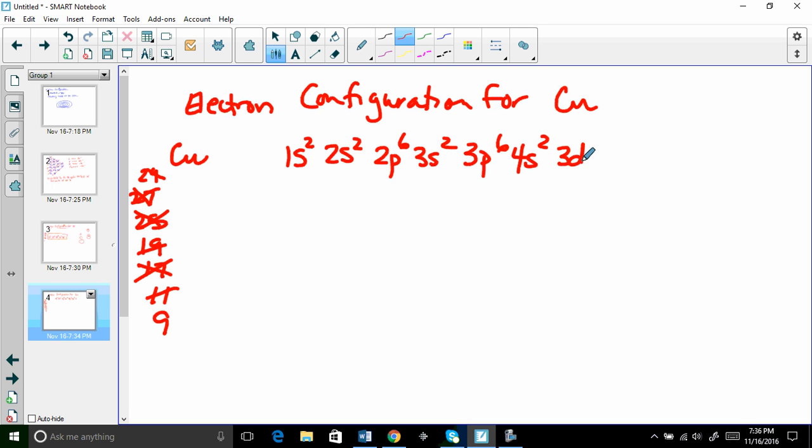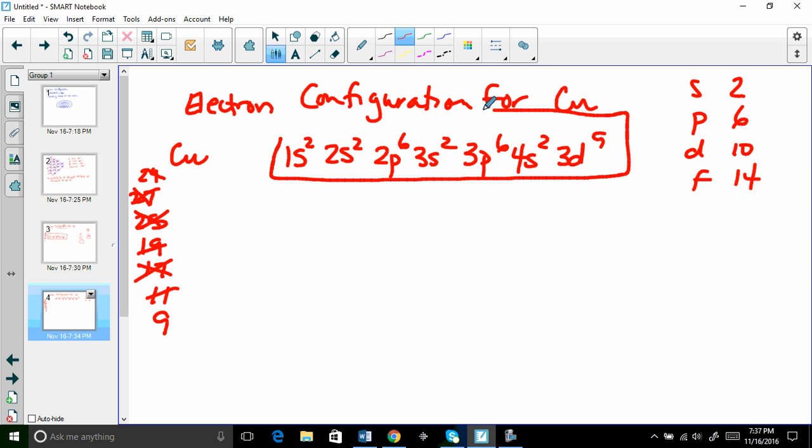D orbitals can hold a maximum of 10. Remember, s's hold 2, p's hold 6, d's hold 10, and f's hold 14. Now, d orbitals can hold a maximum of 10, but we don't have 10 left. We only have 9 left. And so this is the electron configuration for copper.